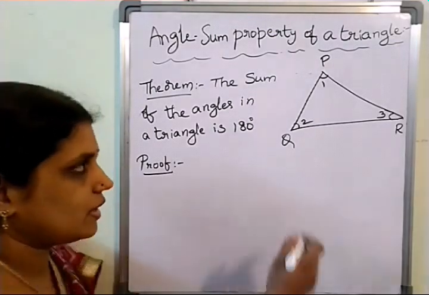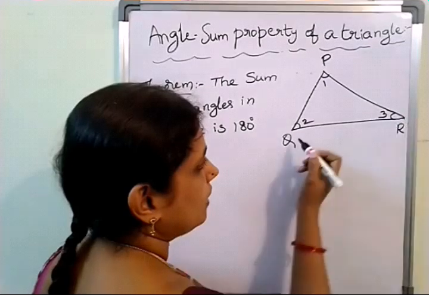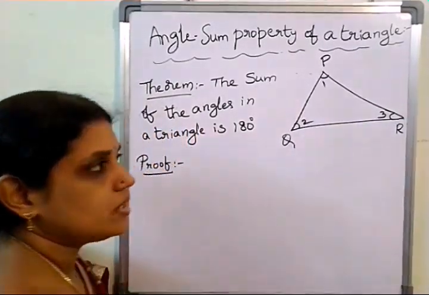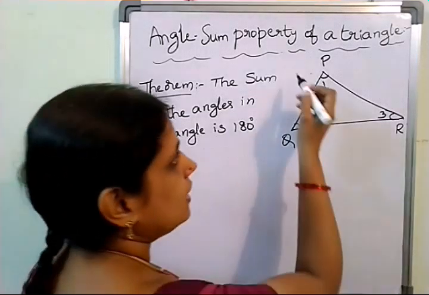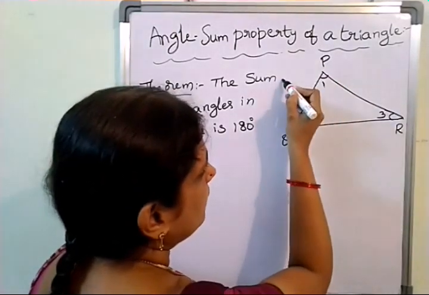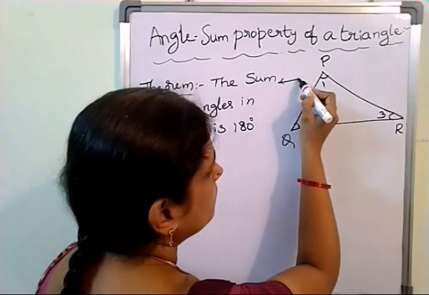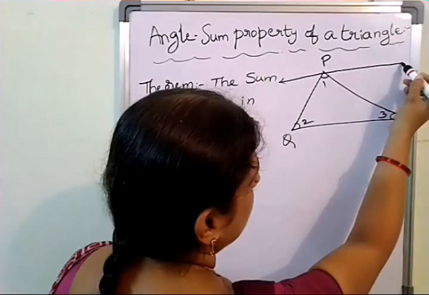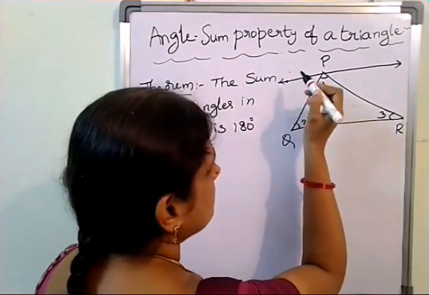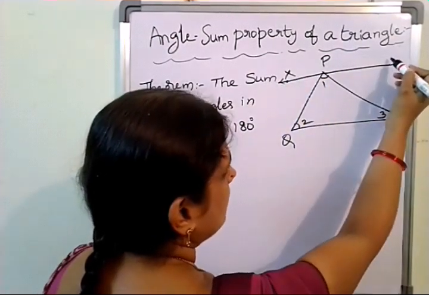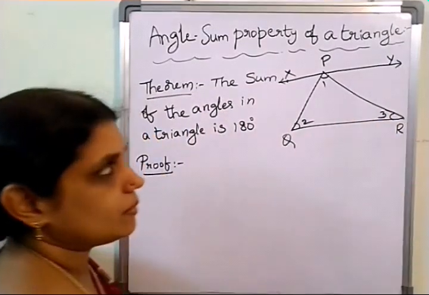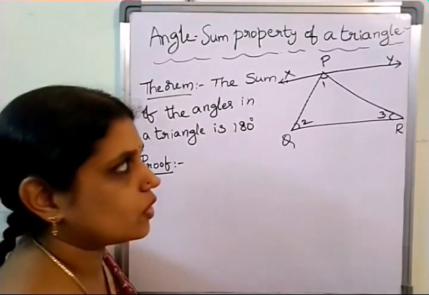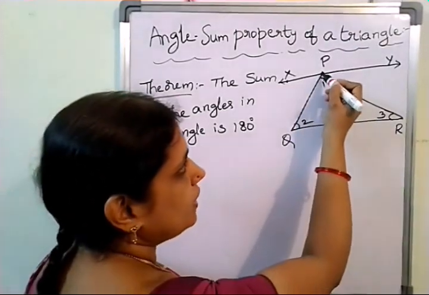So here I have drawn a triangle PQR and here the names angle 1, angle 2 and angle 3 I gave. So just to prove that, here I am drawing a line parallel to QR, parallel to QR. This is X, Y. Any name you can give. Here I gave the name XY. XY is parallel to QR. Like that I have drawn the line through P.